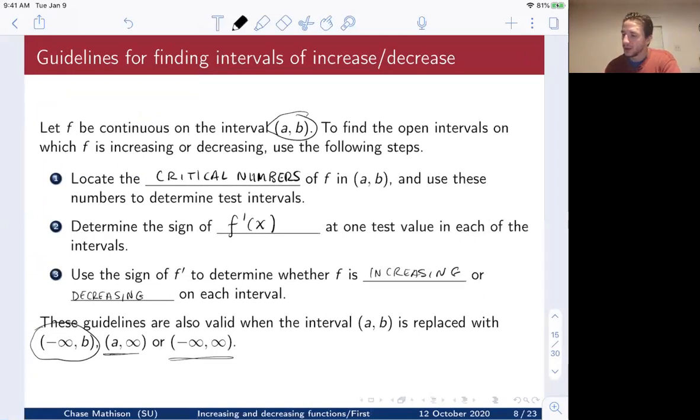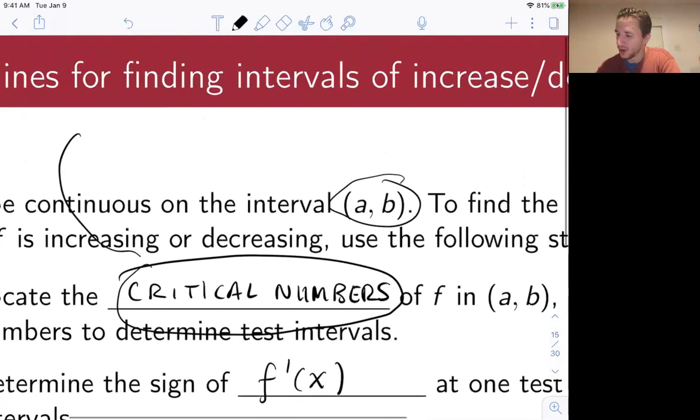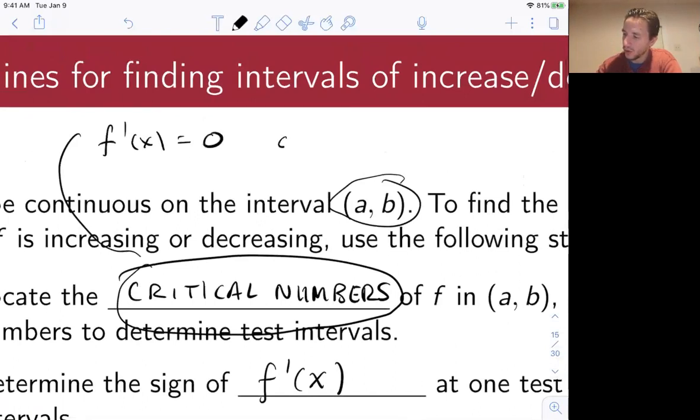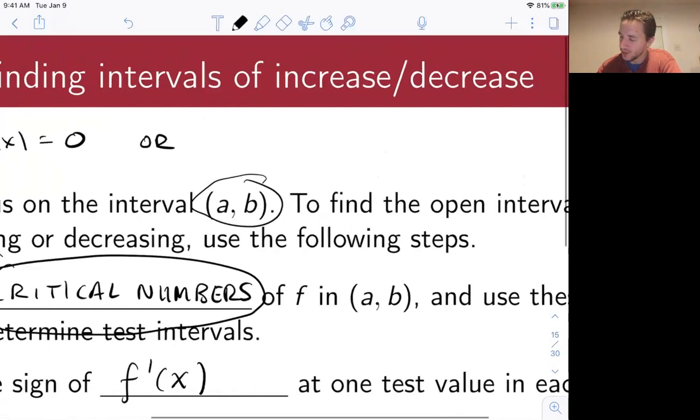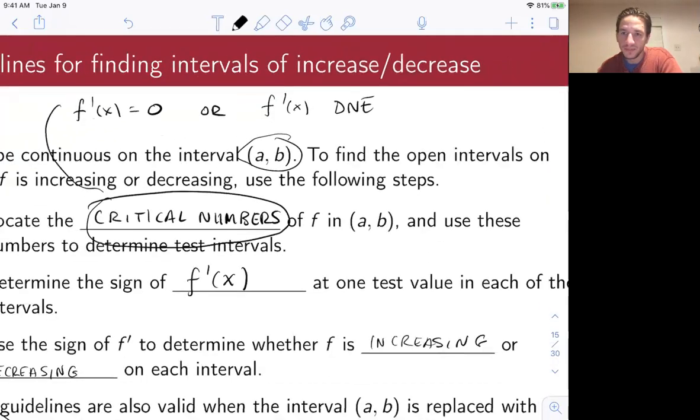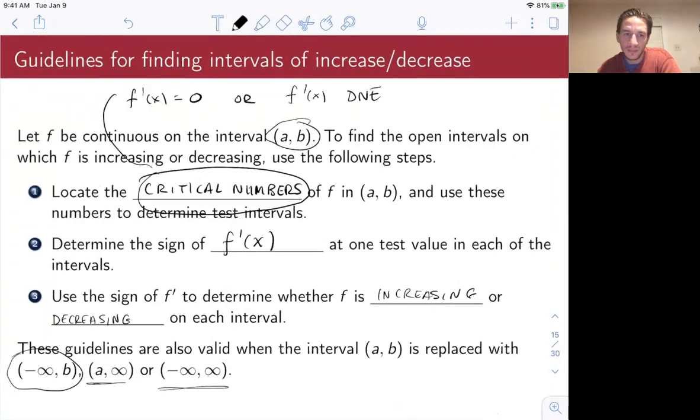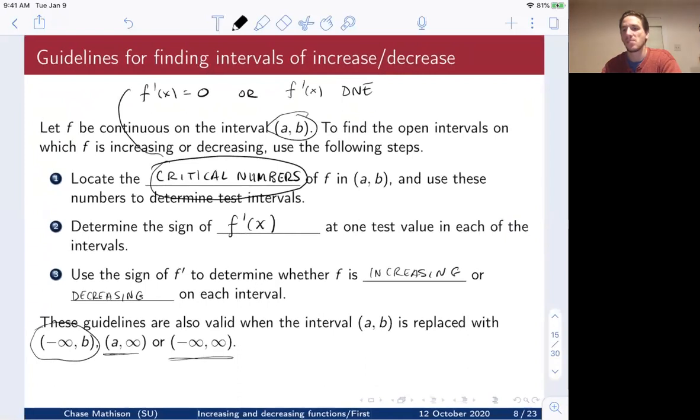And critical numbers, by the way, in case anyone has forgotten, are where either f prime of x equals 0, or, this is one that people forget, f prime of x does not exist.